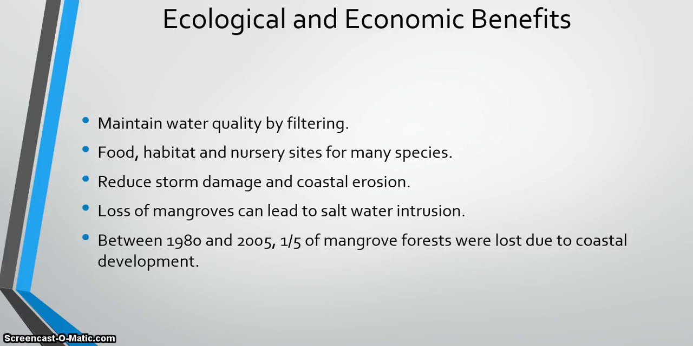Also, loss of mangroves can lead to saltwater intrusion. We have a lot of water underground, fresh water that we rely on for irrigation and for our own consumption. If we remove the mangroves, the ocean water can actually move inland. It can penetrate into the underground water supply, which is called an aquifer, and contaminate our freshwater supply so that we have to figure out how to remove the salt water in order to use it and to drink it.